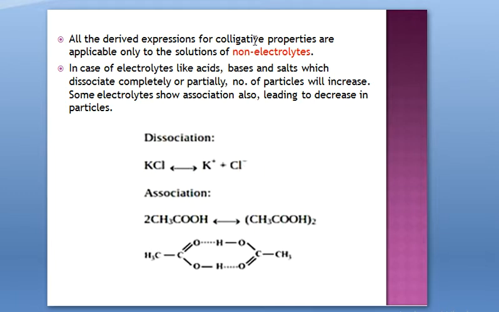What is a colligative property? It's a property which depends on the number of particles. So if the number of particles is changing, the value of the colligative property will also change. In some electrolytes, association takes place. You added 2 molecules of acetic acid, they exist as a dimer, as one molecule which is a combination of 2 molecules. So the number of molecules decreased from 2 to 1. Just as here it increased from 1 to 2, in case of association, it will decrease from 2 to 1. This change will also affect the value of colligative properties.